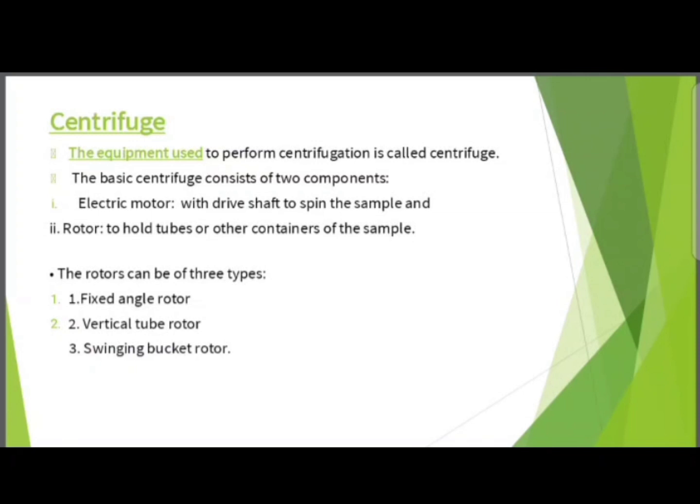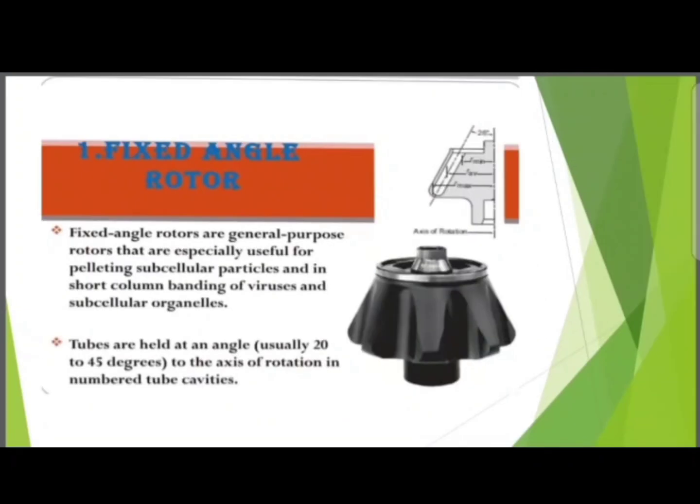The electric motor has a drive shaft fitted inside it to spin the sample, while the rotor holds tubes or other containers of the sample. Rotors can be of three types: fixed angle, vertical tube, and swinging bucket rotors.